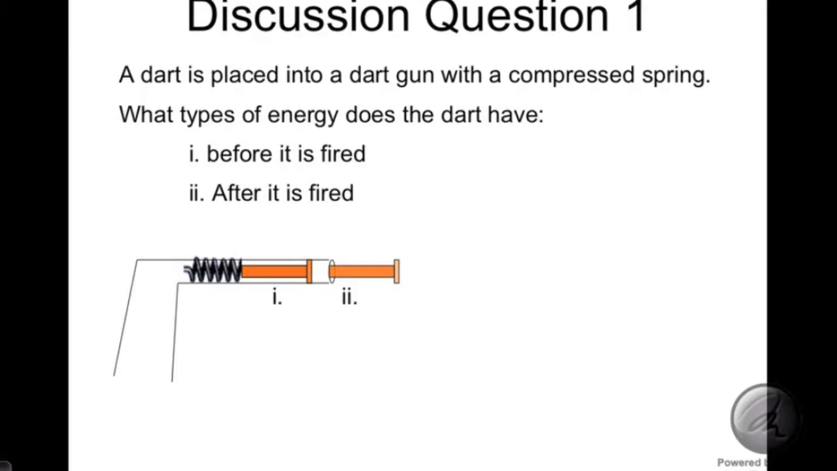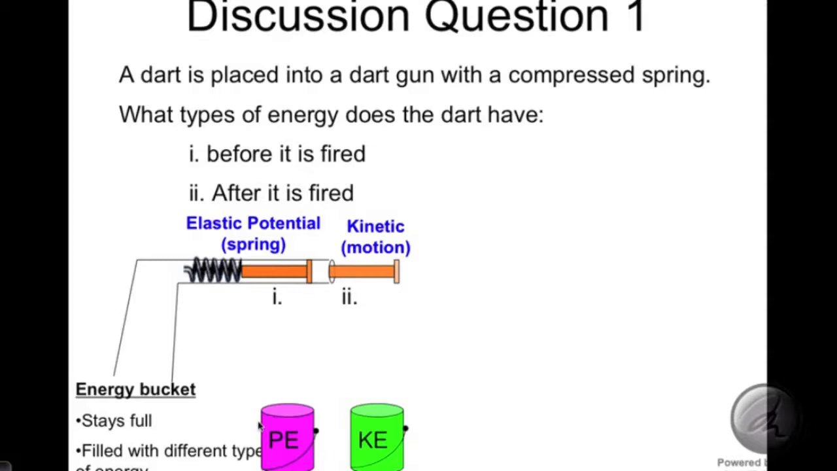Okay, now that you've had a chance to think about it, well, before the dart is fired, it has potential energy due to a spring. So, it has potential energy, elastic. After it's fired, it's actually moving out of the gun. So it has kinetic energy, which is energy of motion.